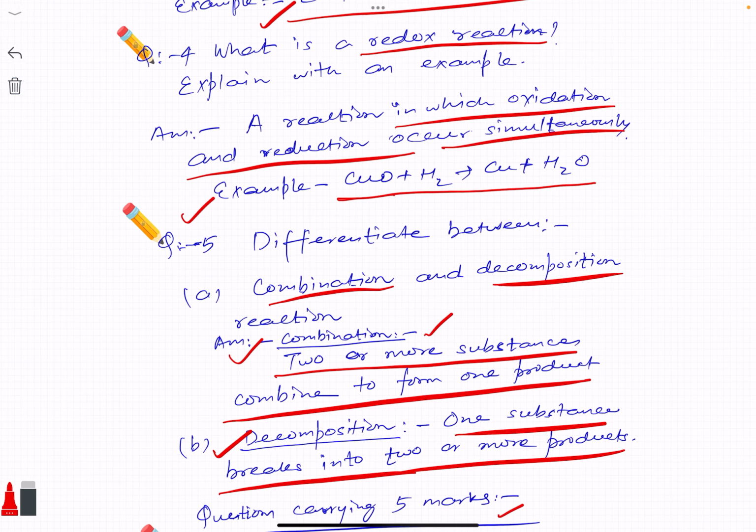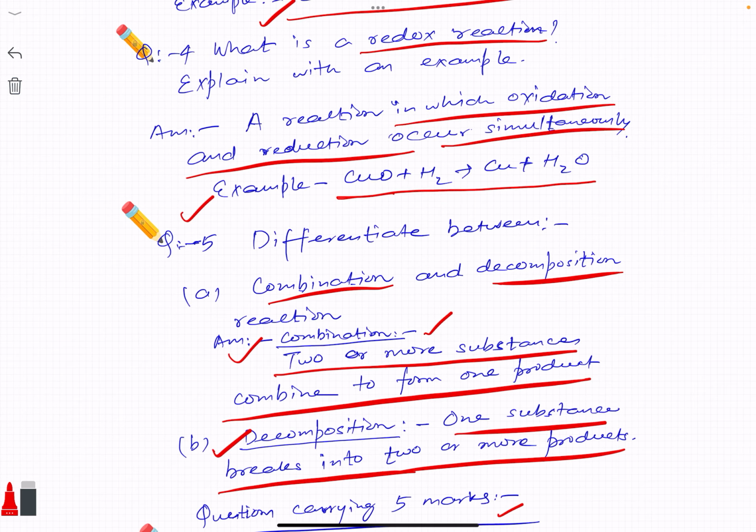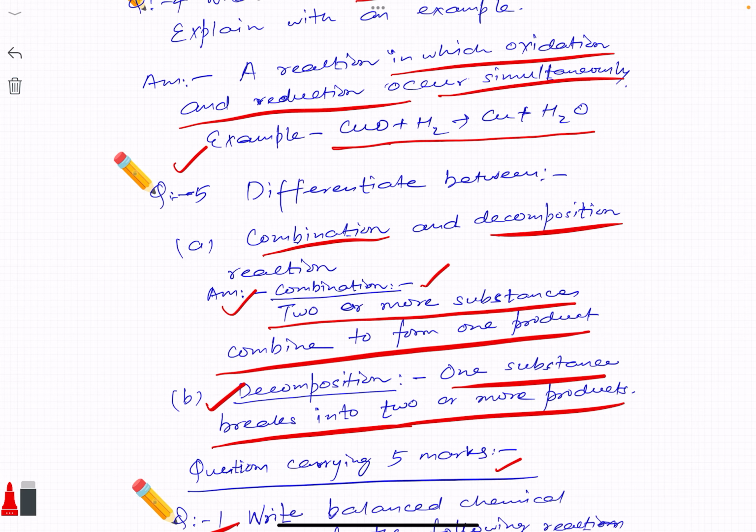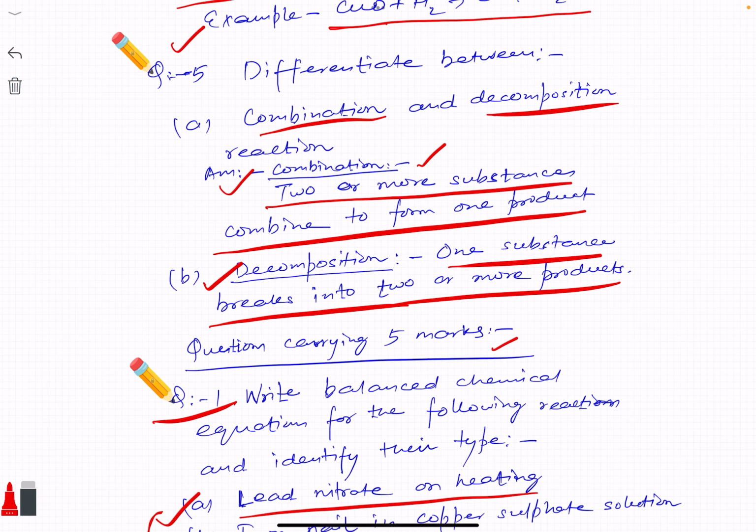Question number 5, differentiate between combination and decomposition reaction. The answer is: combination reaction is when 2 or more substances combine to form one product, and decomposition is when one substance breaks into 2 or more products.